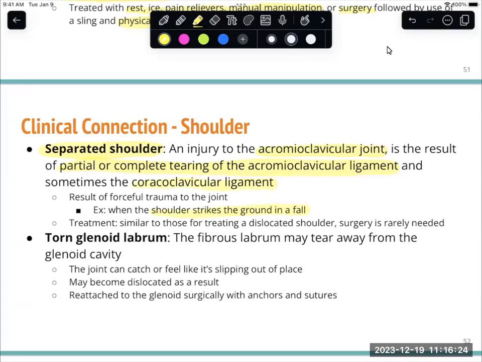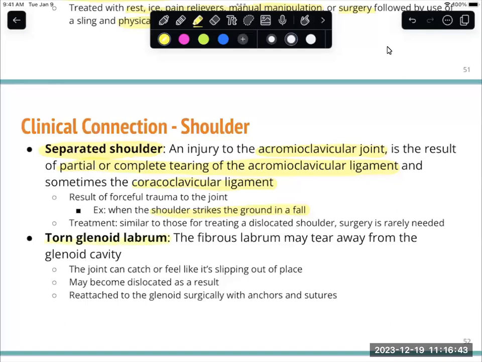Again, RICE, PRICE. RICE is rest, ice, sometimes compression, elevation. PRICE is adding protecting, just adding that protection to it, but it's similar treatment.